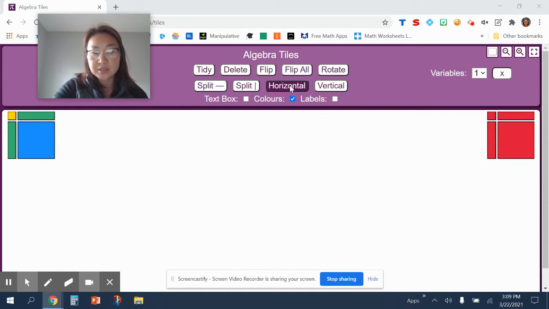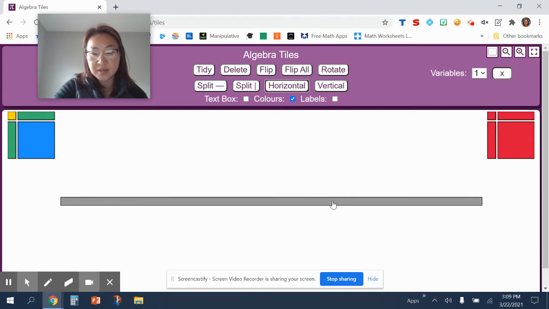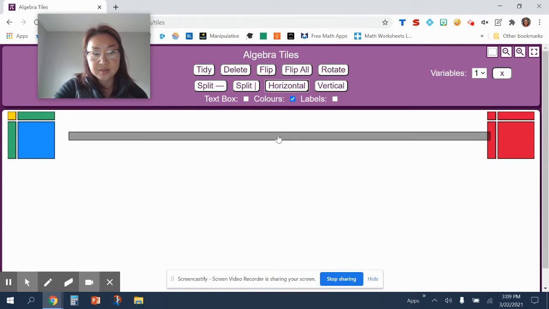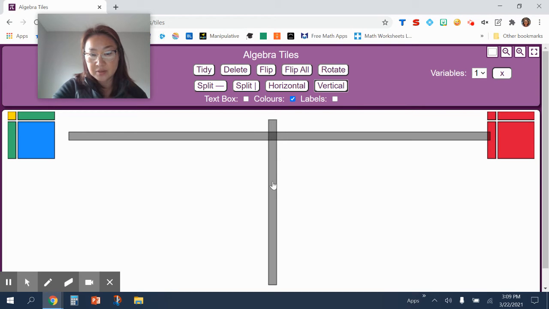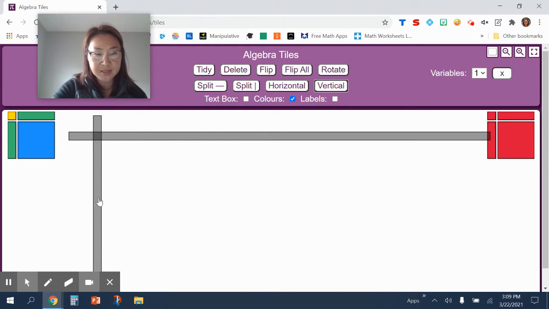But first, I want to set up so it's ready to be used for multiplication. So I'm clicking the horizontal and the vertical bar, and I'm setting up a multiplication chart-like thing. You know how with regular numbers, you would have numbers 1 through 20 across and 1 through 20 down, and then you would do row and column to get the answer. Well, it's a similar idea with algebra tiles.